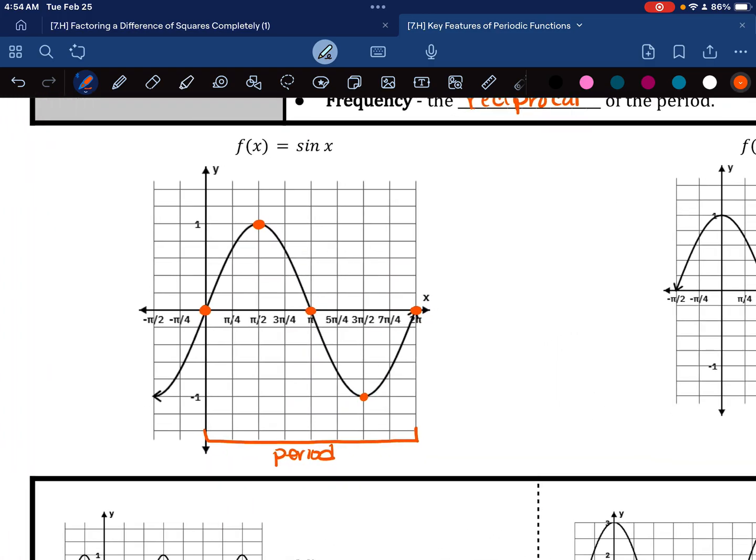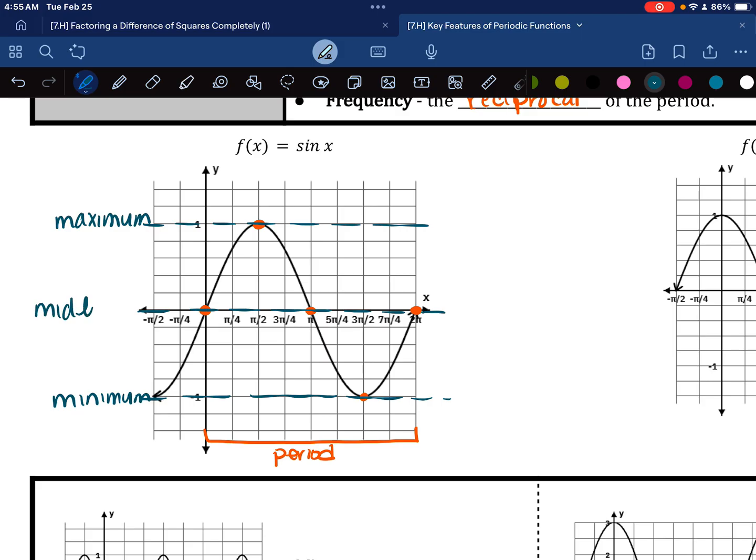The midline is the halfway point between the minimum and the maximum. I'm going to draw a couple of lines here to help us see things. This here is the minimum. This here is the maximum. Because we like the letter M, this here is the midline. It usually starts out at y equals 0. That's its default position, but that might change.